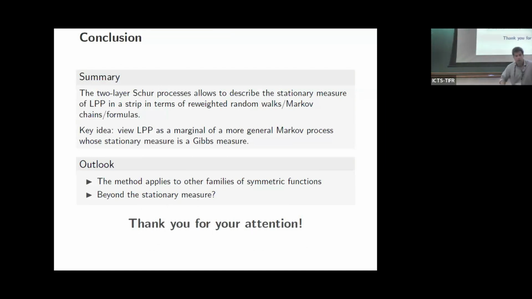So in this talk, I wanted to introduce last passage percolation. I explained how it naturally arises from the Cauchy identity and the combinatorial formula for Schur measure using RSK correspondence. I explained that RSK is actually the same thing as a generalization of the Pitman transform. And then I moved to more general, more recent results about last passage percolation in the strip, where the stationary measure can now be expressed in terms of reweighted random walks. And the key idea of the proof is to view last passage percolation as the marginal of a more general Markov chain for which a certain kind of Schur process is stationary. And I thank you for your attention.